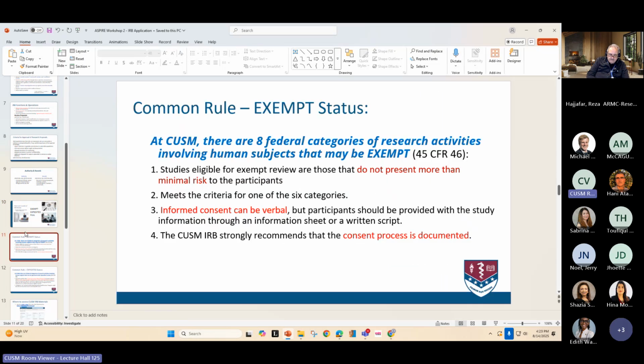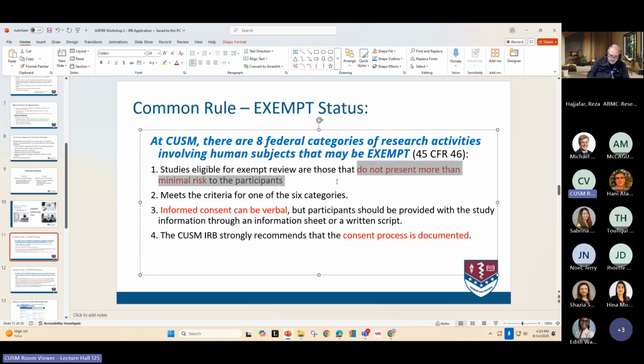I have promised some slides on talking about the common rule in terms of exempt status. This is just a review of the previous slide for exempt, expedited, and full review. Really, there are 8 federal categories of research activities involving human subjects that may be exempt. I list them here. In terms of these criteria, studies eligible for exempt review are those that do not present more than minimal risk. That's the key word for the common rule.